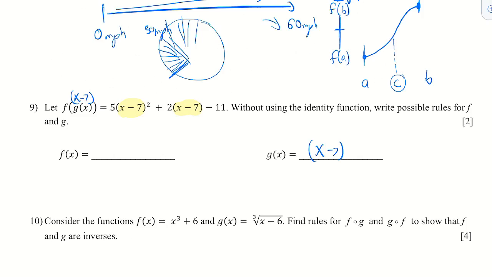Now, once I do that, I'm going to take a look at removing those and just calling those x, because I'm actually doing the opposite of what we call composition of functions. We're decomposing, so to speak. It's just going to be those specific values, but instead of replacing the x minus 7, we're just going to call that x. So it's going to be 5x squared plus 2x minus 11. And there's your answer.